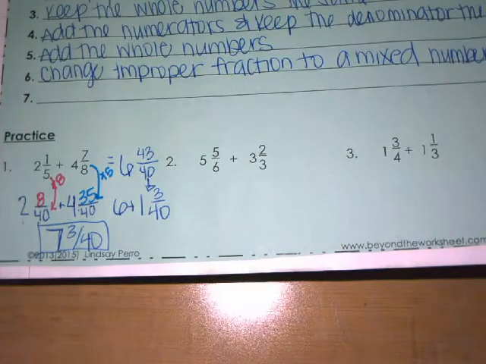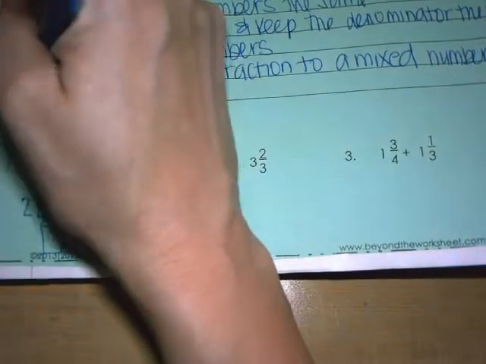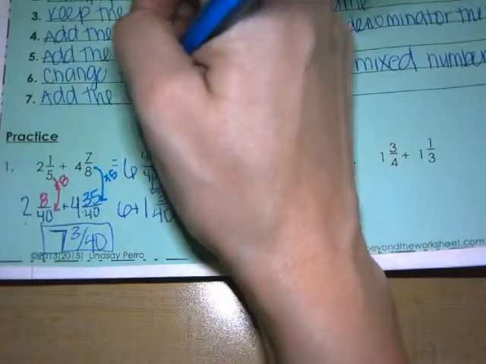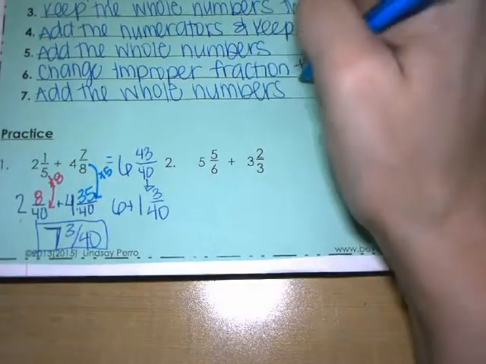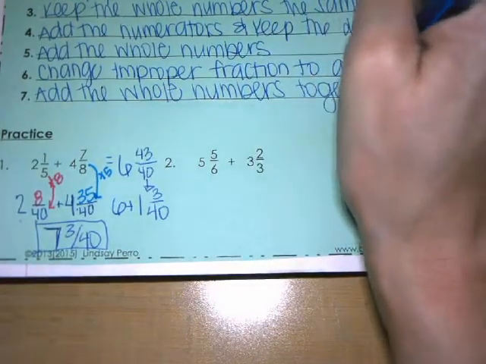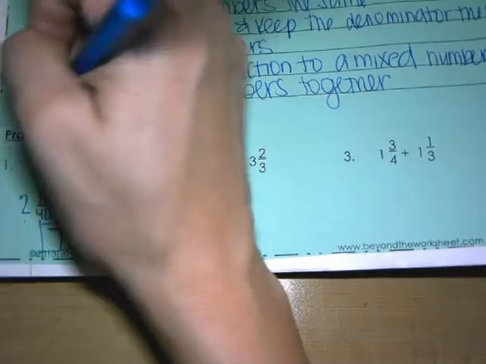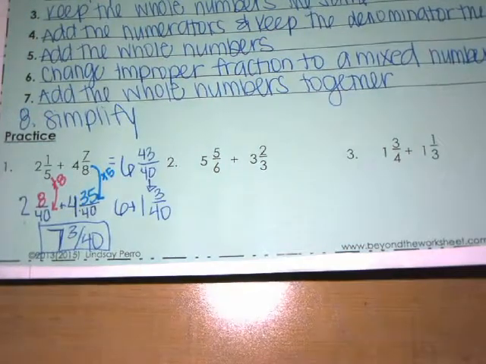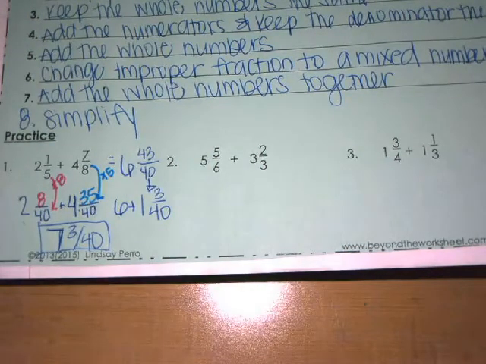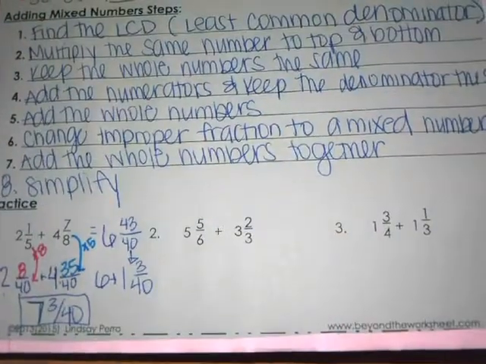So step 7, add the whole numbers together. And then step 8 is simplify. Guess we did need all the steps. Now some of those you'll do simultaneously, so it won't feel like it's 8 steps, but they're all there for you. Come on. Absolutely I can.